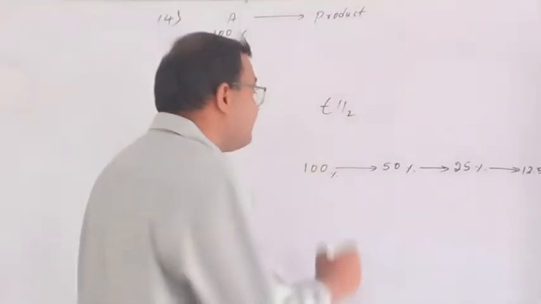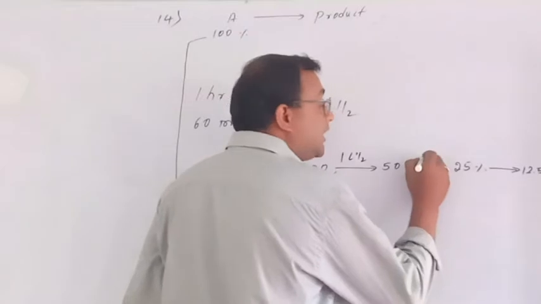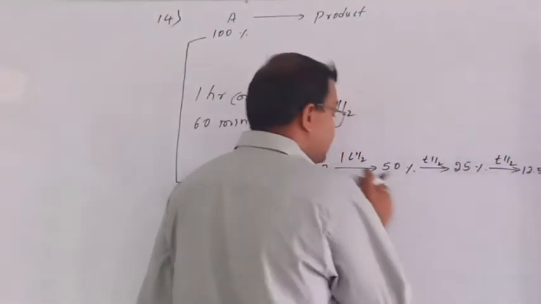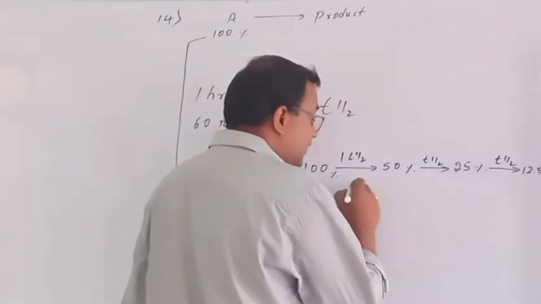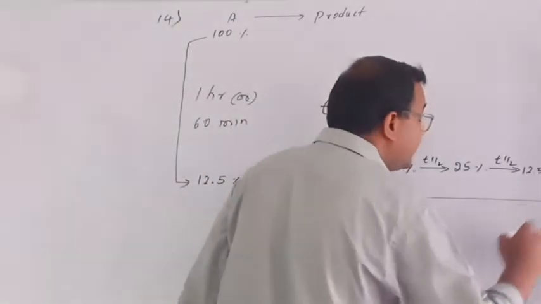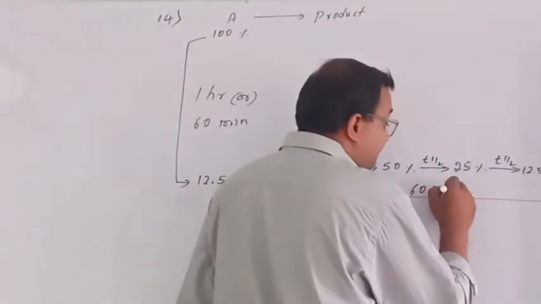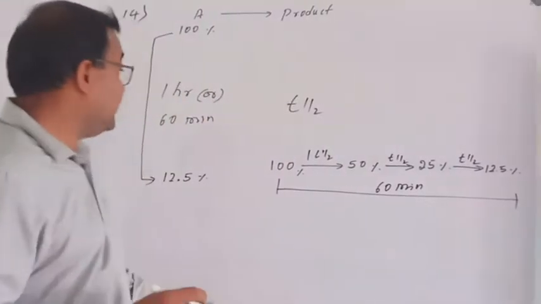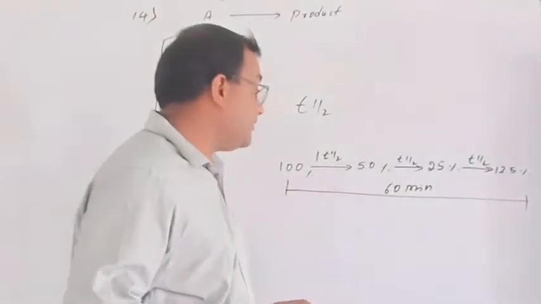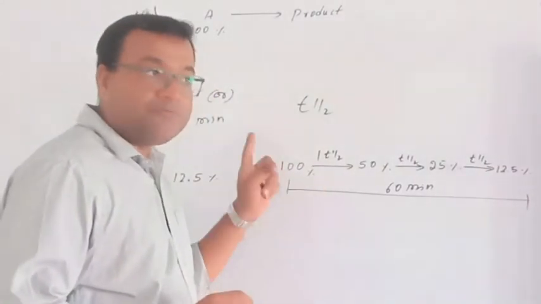Here you have 1 T half. From here to here, 1 T half. Here, 2 T half. This is also T half. This is also T half. So total how many T half? There are total 3 T half. But what is the time taken to reduce 100% to 12.5%? 60 minutes. That means from 100% to 12.5%, 3 T halves are required since it is a first order reaction, first order kinetics.